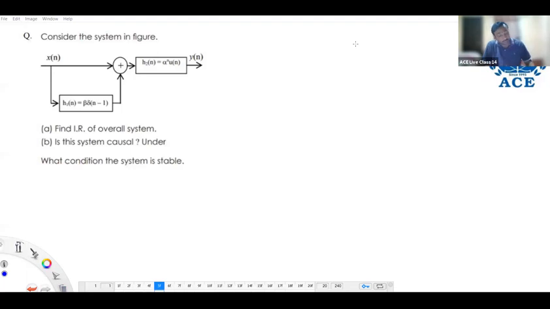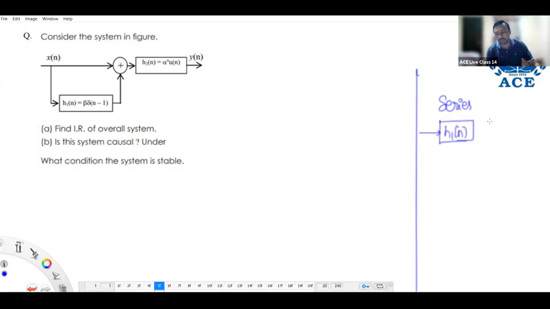For this interconnected system, find the overall impulse response is the question, sir. Where we are applying the concept of blocks in series. If two blocks are connected in series, what will happen to the overall impulse response or time domain? Convolution. Transform domain, you already know. Multiplication. Time domain, it becomes convolution.